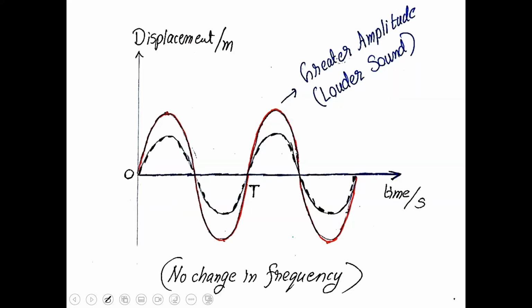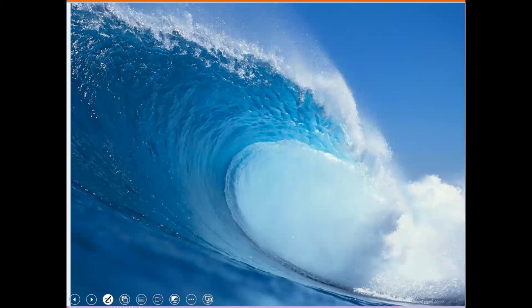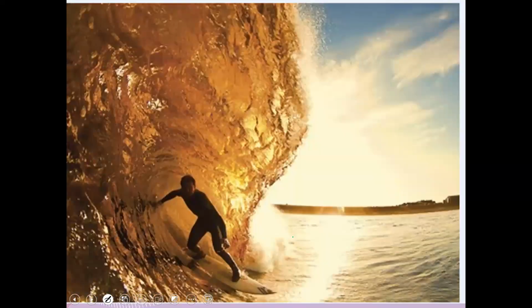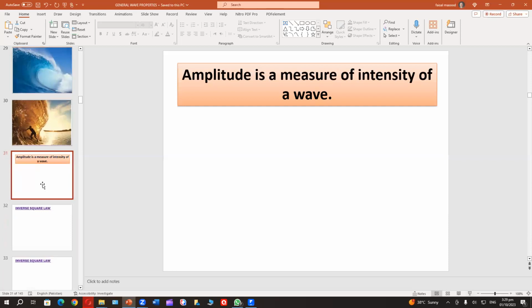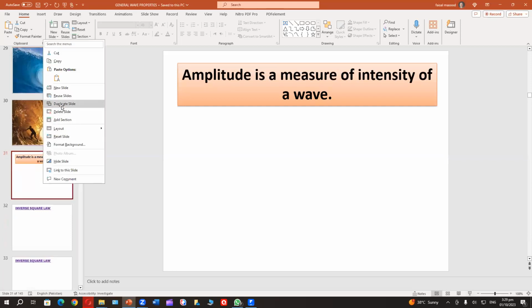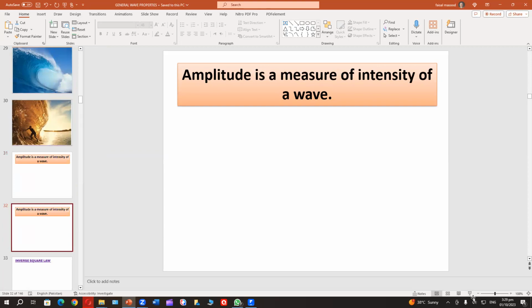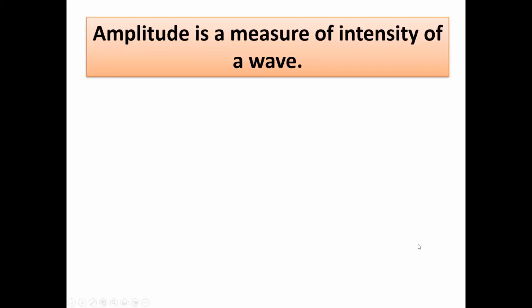Now look at this screen. This is the amplitude, and we have a concept that the greater the height of a wave, the greater is the energy transfer. This is why in all tsunami videos, you will see very, very high waves. So amplitude is a measure of the intensity of a wave. This is our next concept. Then you have to copy this screen.